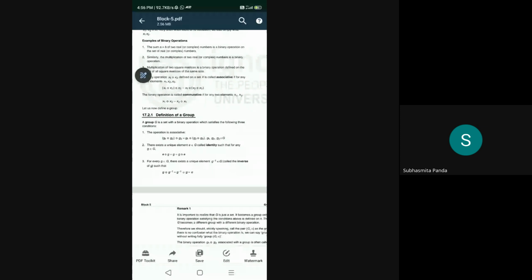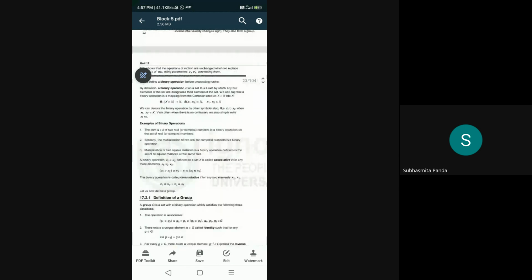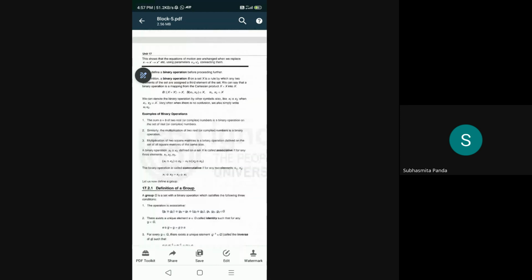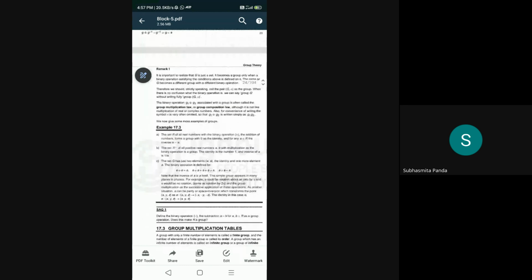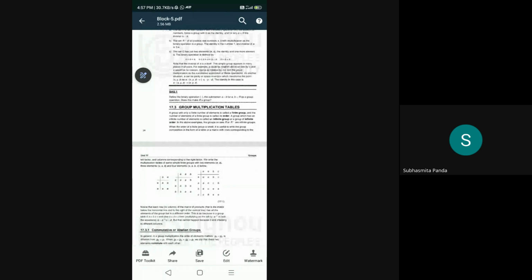And for every g belonging to capital G, there exists a unique element g inverse belonging to capital G called the inverse of g, such that the expression shown on the screen is satisfied. So you know group multiplication law and group composition law. Here I am showing you group multiplication tables on the screen.